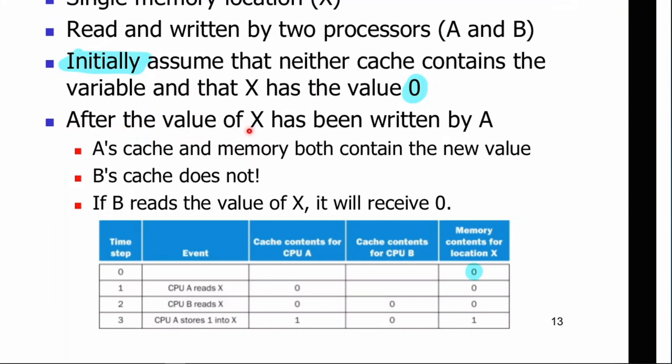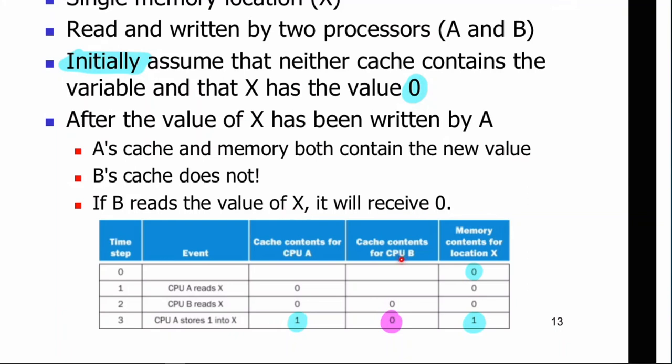After the value of X has been written by A, we see what happens. A's cache and memory both contain the new value. So that's, I guess, the good news. The updated value in A and the memory is the same, so it's coherent at least there. However, B's cache does not have 1. Instead, it has 0 for the same memory location X. So that's a problem.